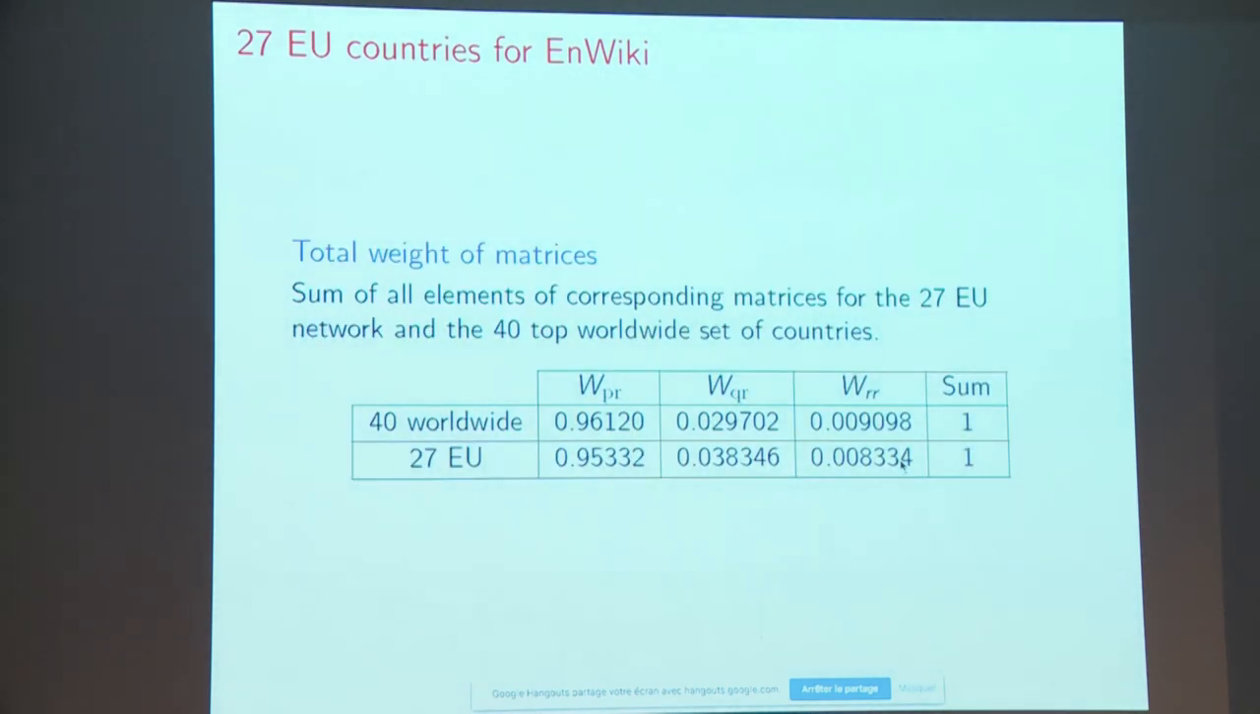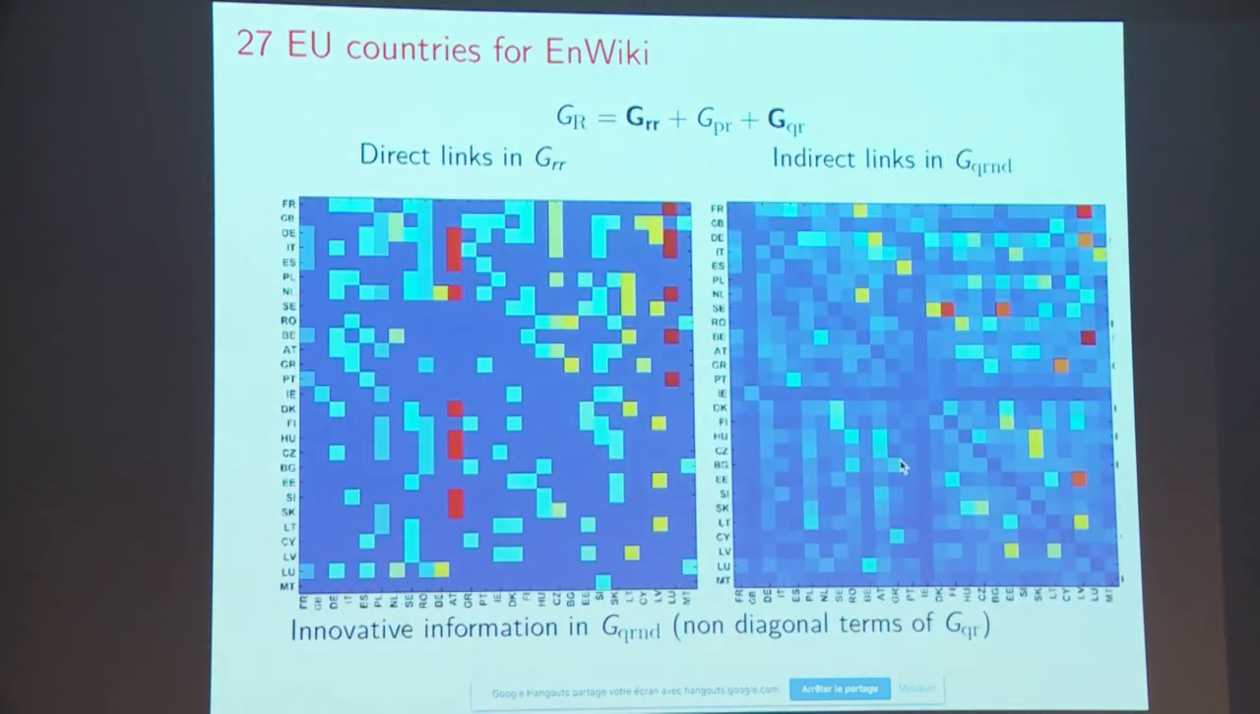So if you look a little bit at those matrices, the sum of all weights of these matrices for this 27 EU network, and as well for the top 40 worldwide set of countries I've given you before, you can really see that the projector component offers a big chunk of the power of this matrix if you sum all elements in the matrix and normalize by the number of columns. And only a small part is captured by WRR and WQR, which correspond to the sum for all the GRR and GQR respectively. So now what can we see in GRR and GQR for this 27 EU country network?